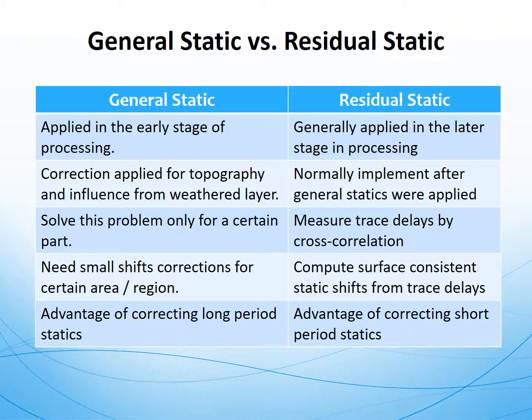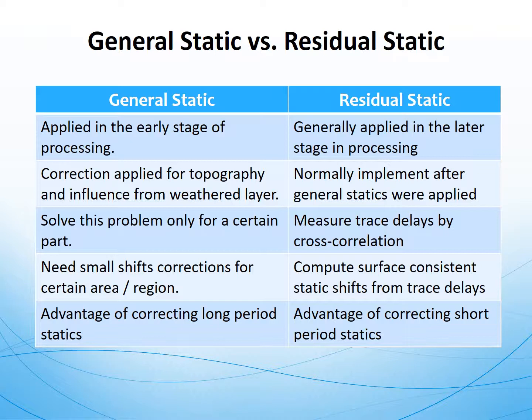The difference between the general static correction and the residual static correction is given by this table. The general static correction is generally applied in the early stage of the processing, while the residual static is generally applied in the later stage of the processing. In the earlier stage, generally we apply the static correction just before or just after the noise attenuation. Meanwhile, the residual static is generally conducted after we have finished the multiple attenuation process.